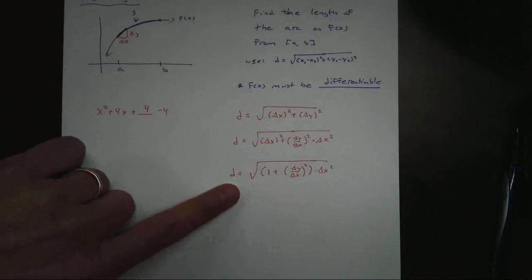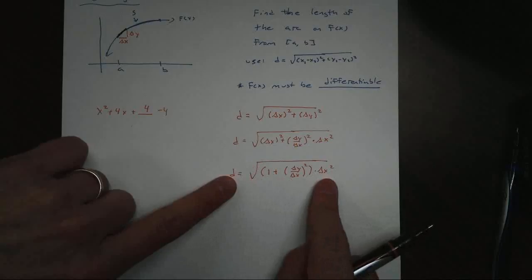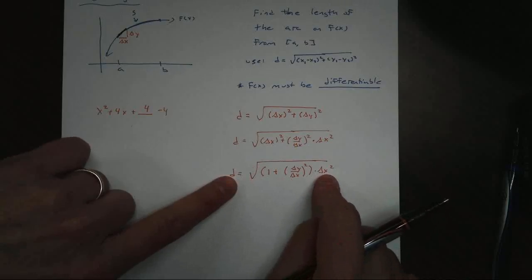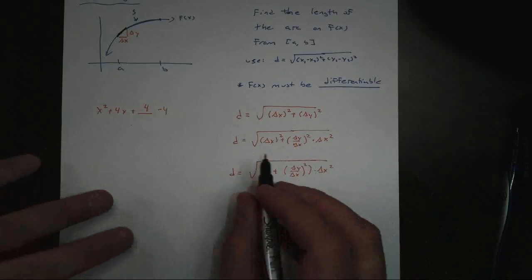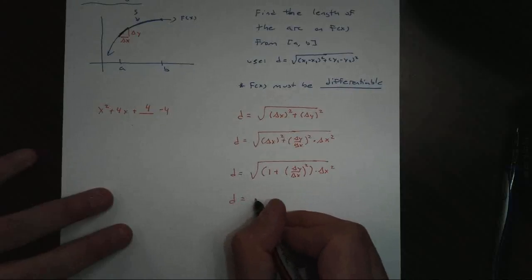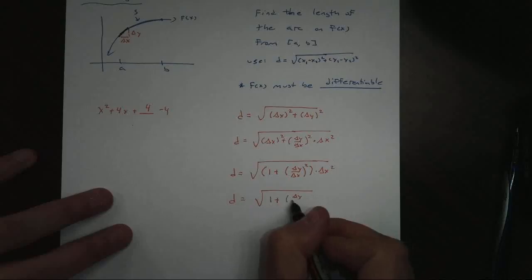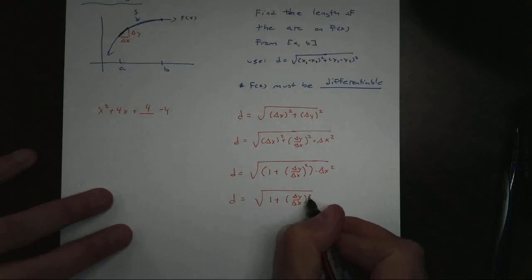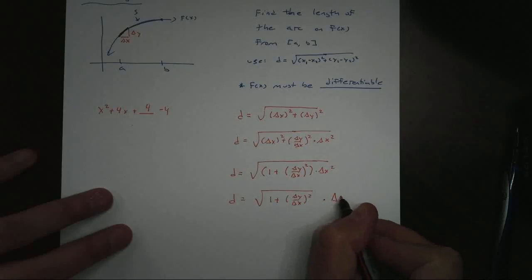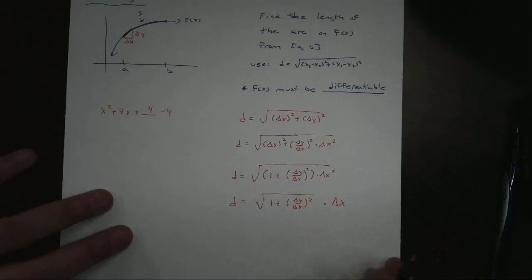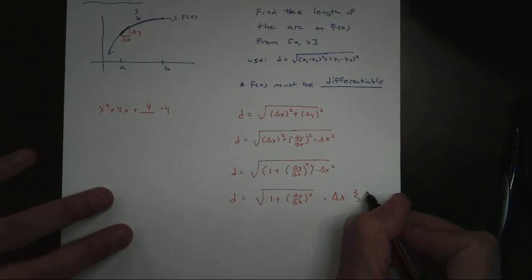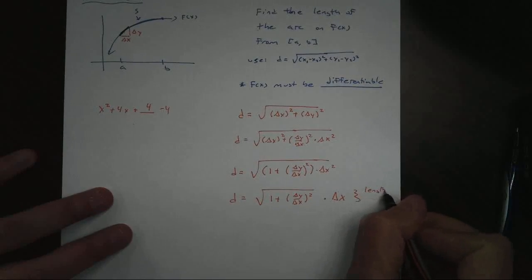And now if you notice, I can take the delta x squared out of my square root. So we get the distance equals the square root of 1 plus delta y over delta x squared, times delta x. And this gives me the length of my one segment. This is the length of one segment.